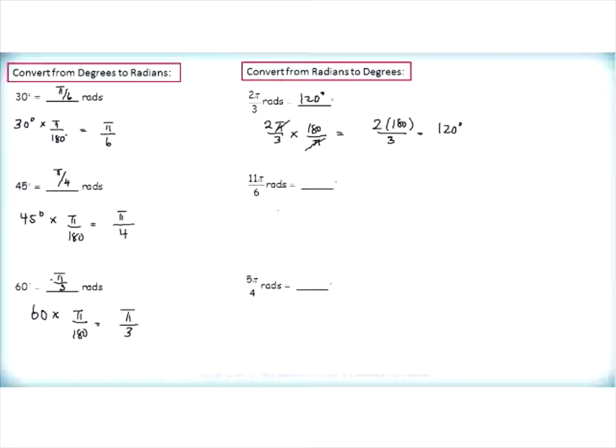11 pi over 6, same thing. 11 pi over 6, I simply multiply by 180 over pi. The pi's cancel. I get 11 times 180 divided by 6. That's going to give me an answer of 330 degrees.